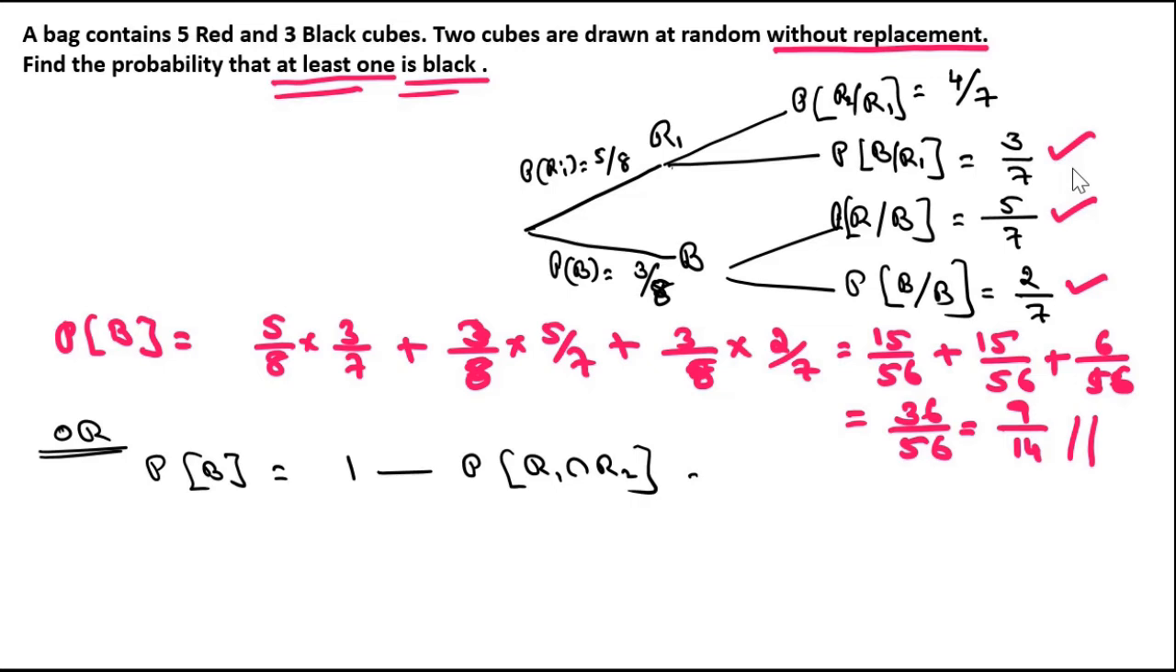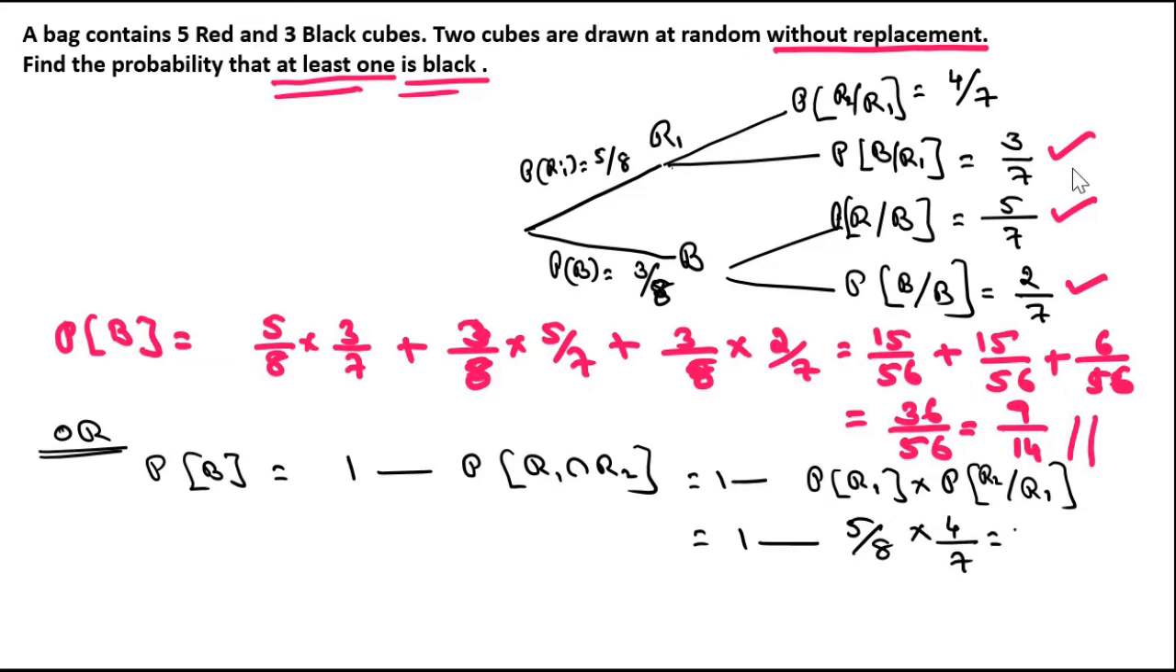So this we can write as 1 minus probability of red 1 into probability of red 1 having happened, then what is the probability of second also red, red 2. So 1 minus probability of red 1 is 5 by 8 into 4 by 7. So 1 minus 20 by 56, that is 5 by 14. 14 minus 5, that is 9 by 14. See, you got the same answer. So we can do it like this also.